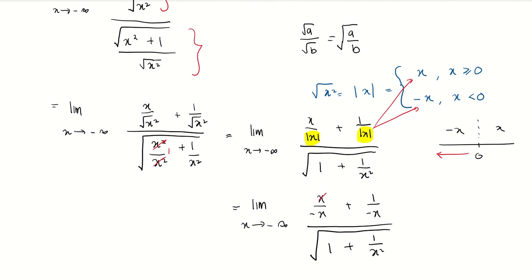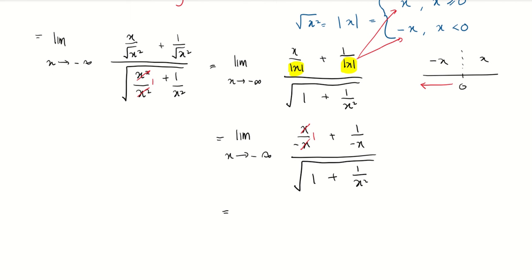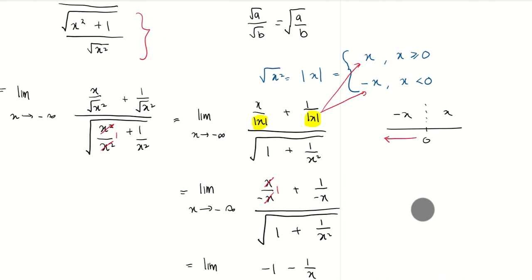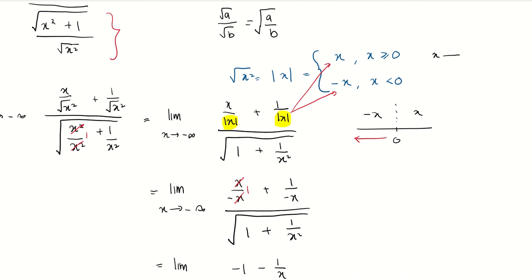We can simplify here. x over negative x is negative 1, so the limit as x approaches negative infinity is negative 1 minus 1 over x, over the square root of 1 plus 1 over x squared. Remember, when we deal with the square root of x squared, it is modulus x, which is either positive x or negative x depending on which direction x approaches. To make things simple, if x approaches positive infinity, modulus x is x, and if x approaches negative infinity, modulus x is negative x.